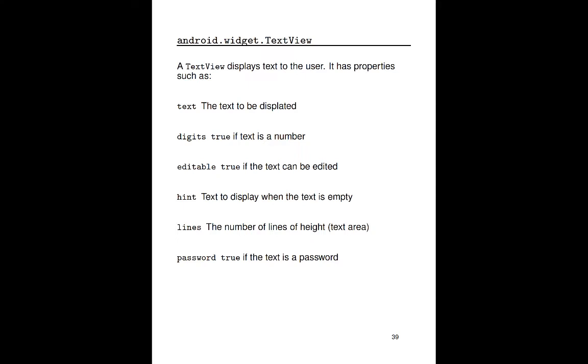And also the number of lines in the text view. So you can have a multi-line text widget. By default, it's a single line. If you set the password, then the text that's drawn in the text view is a password, and so it won't be shown to the user.